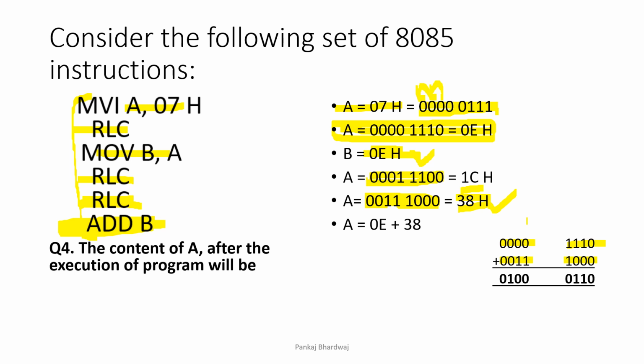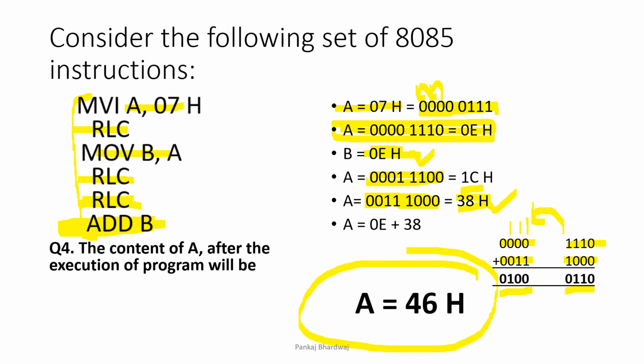1 0, carry 1, this 1 plus 1 0, carry 1, this 1 plus 1 0, carry 1, this 1 plus 0 plus 0, that is 1, and 0 plus 0, that is 0. So the answer will be 46. A will be 46. Clear?